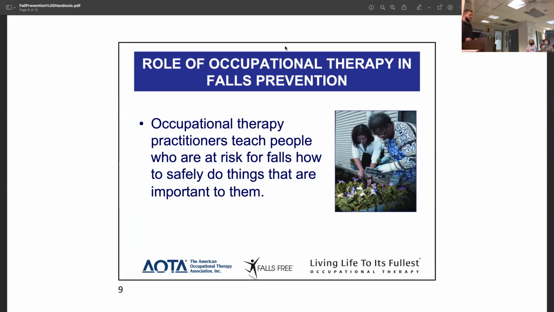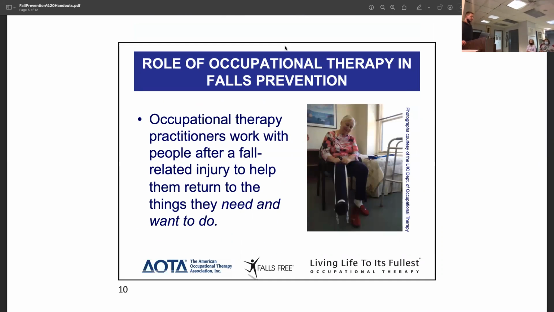All right. When it comes to preventing falls, occupational therapy practitioners can help in many ways and in various settings, including hospitals, rehabilitation centers, homes, and in the community. Occupational therapy practitioners work with people at risk for falls to help them better understand and manage their risk factors, whether these are physical, behavioral, or environmental, as I mentioned before.